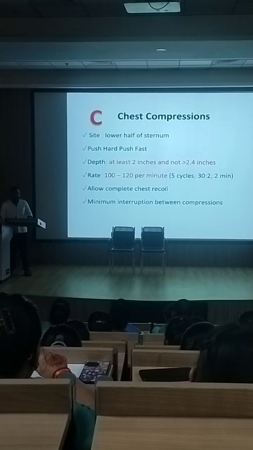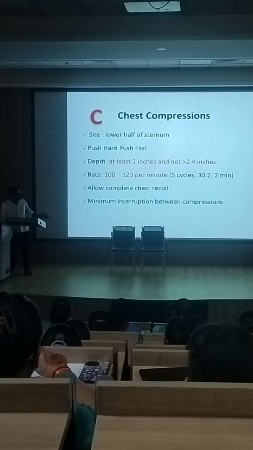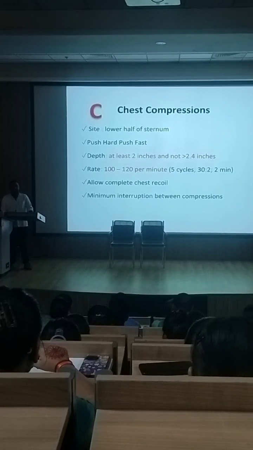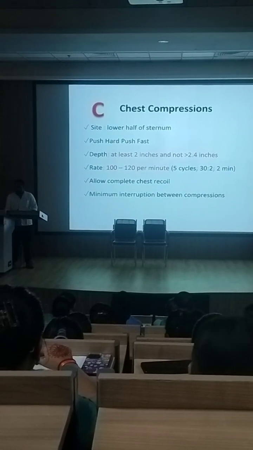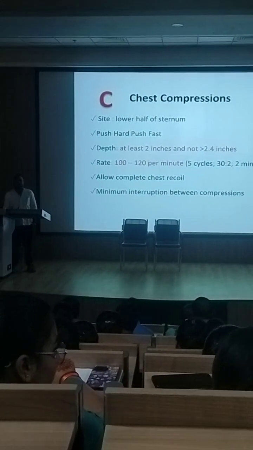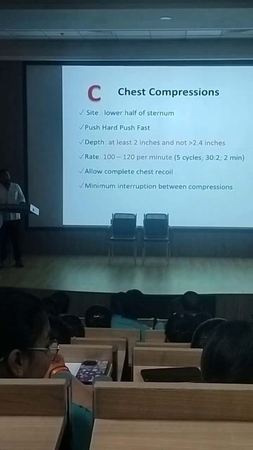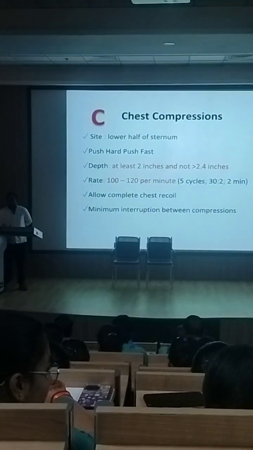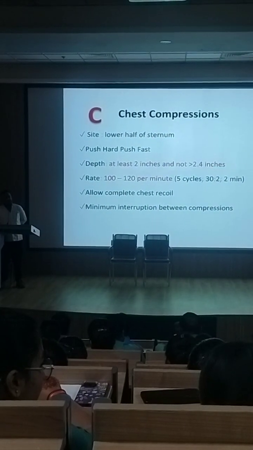As sir told correctly, the chest compression should not be overdone or underdone. It should be at least 2 inches, not more than 2.4 inches as per the AHA guidelines, and the rate should be 100 to 120 per minute.